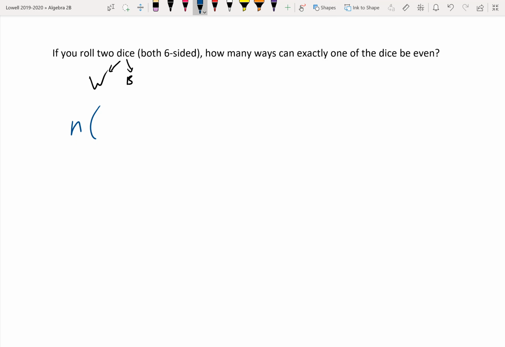Instead of just saying exactly one die to be even, another way to think about that is that the white die is even and the black die is odd. That would be the one scenario. The other option that we would want to count, again the or part, is where the white die is odd and the black die is even.